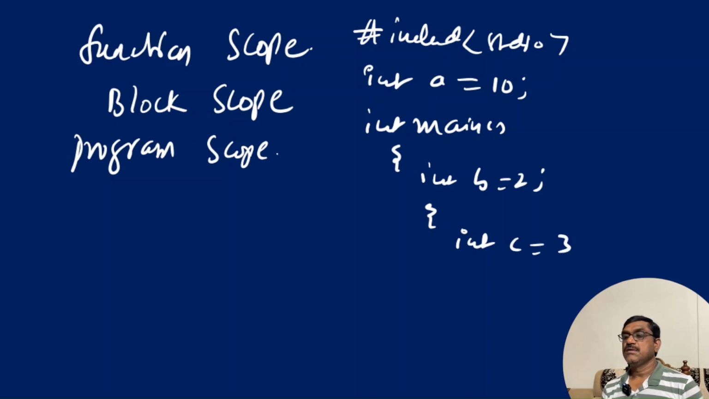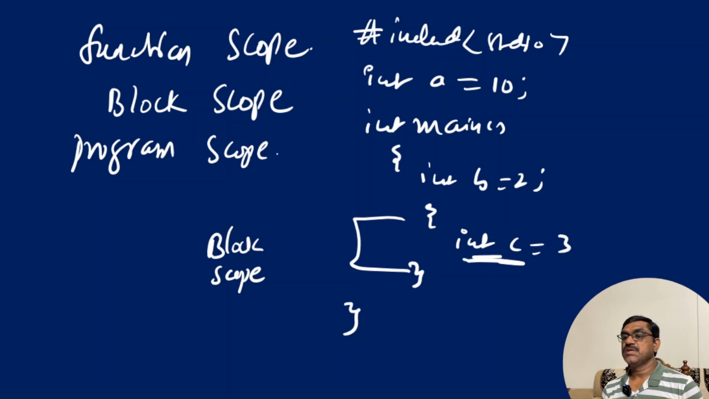Now closing brace, right? You see here. This is block scope. Variable c comes under block scope. And this part comes under function scope. Why? Because the variable b is used in the main. This is function scope, right? Now, what about this?